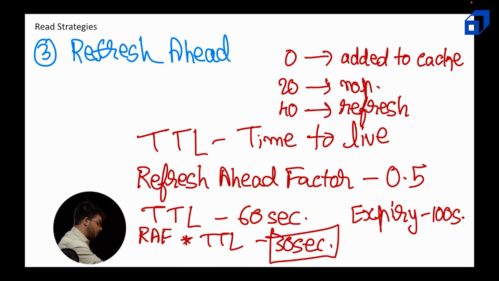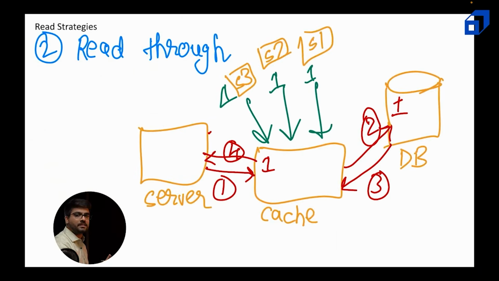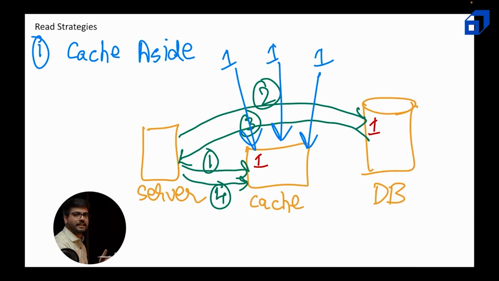So this is how factors like TTL and refresh ahead factor influence the expiry of any data present inside the cache. This is just an add-on read strategy. It can be added to both of the previous approaches. We can add this in read through as well, and we can add this in cache aside as well.